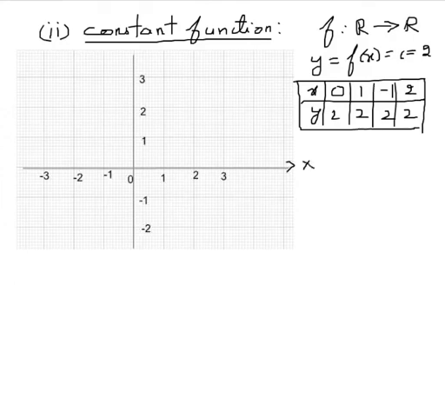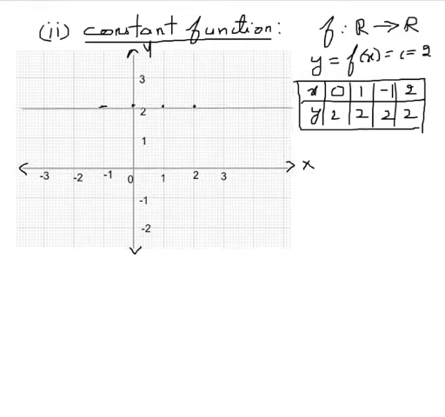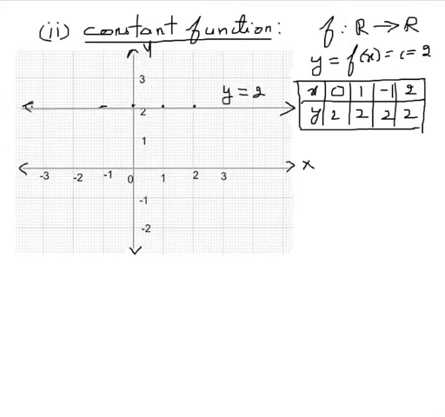Let us draw the graph of this constant function. Plot the points 0, 2 is this point, 1, 2, minus 1, 2, 2, 2. Let us join these points. This is the graph of y is equal to 2 line. So y is equal to a constant will represent a straight line which is parallel to x-axis.